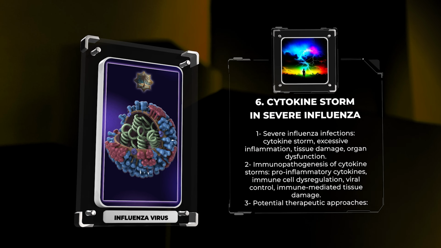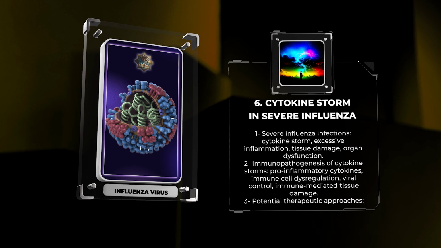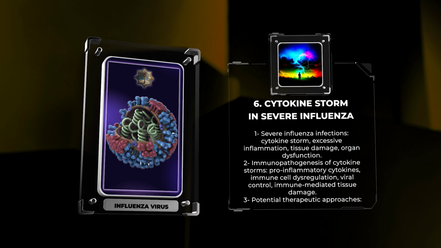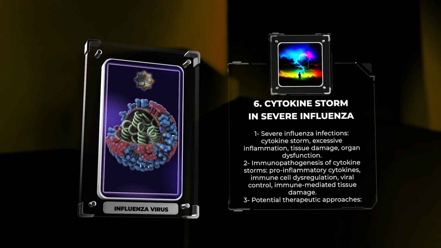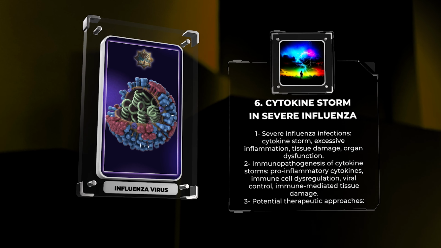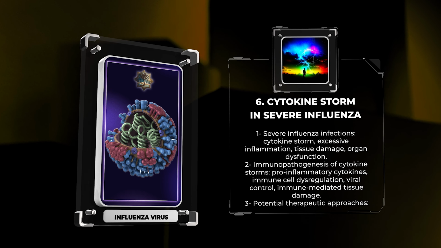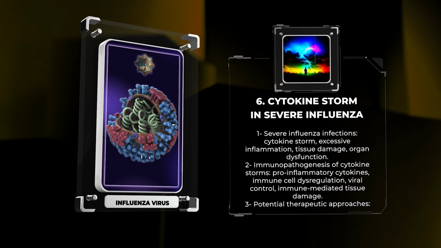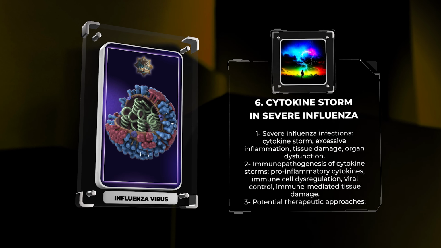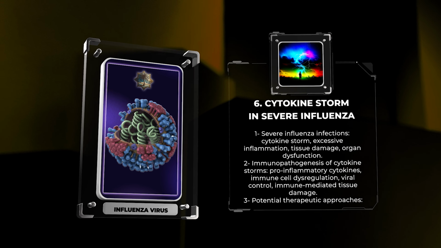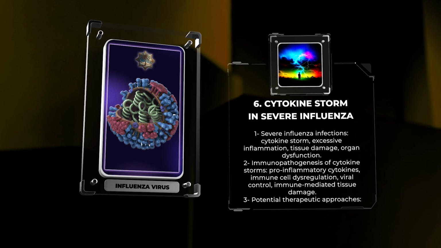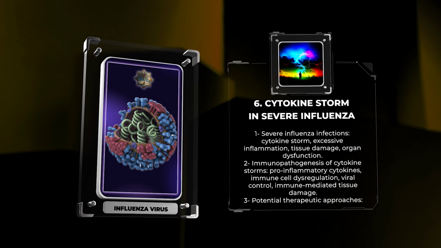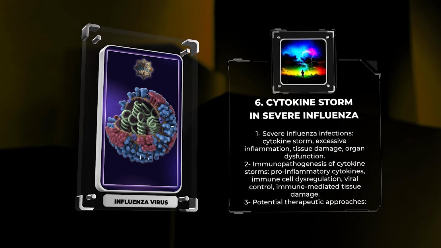Severe influenza infections can trigger an exaggerated immune response known as a cytokine storm, leading to excessive inflammation, tissue damage, and organ dysfunction. In this topic, we will explore the immunopathogenesis of cytokine storms in severe influenza cases, focusing on the role of pro-inflammatory cytokines, immune cell dysregulation, and the delicate balance between viral control and immune-mediated tissue damage. Additionally, we will discuss potential therapeutic approaches aimed at modulating cytokine storm severity and improving patient outcomes.